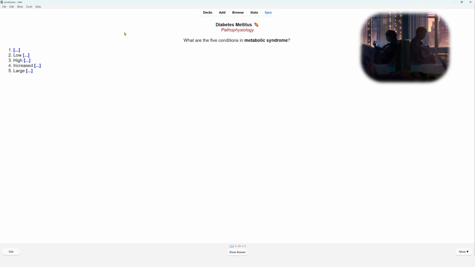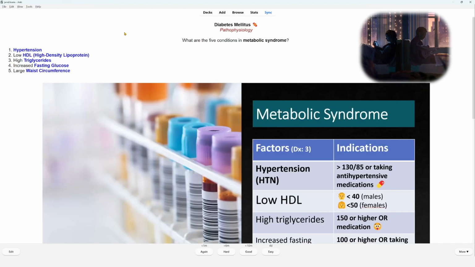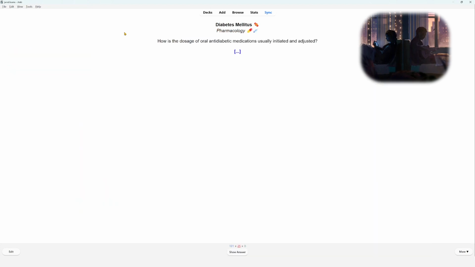What are the five conditions in metabolic syndrome? Low HDL, high LDL, increased waist circumference, hypertension, and increased fasting glucose. Okay. I'll hit again on that.